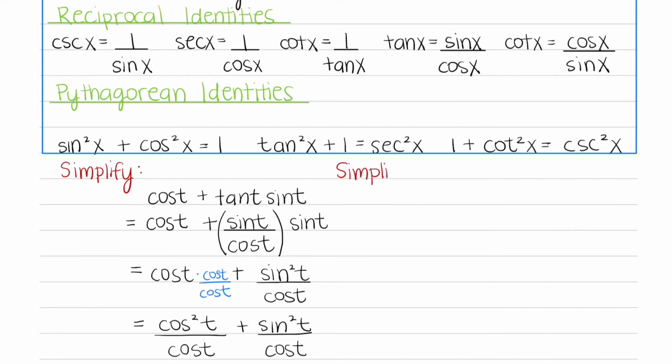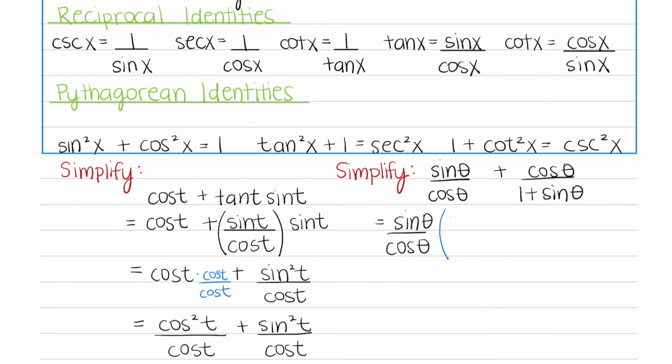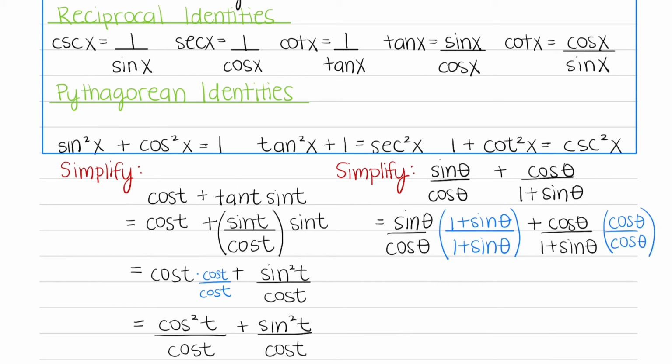So we are told to simplify sine theta over cosine theta plus cosine theta over 1 plus sine theta. Let's start by adding them through. To do that, we need to find a common denominator. Since these denominators have nothing in common, let's go ahead and multiply both sides by the top and bottom of the opposite denominator. So let's start by multiplying sine theta over cosine theta times 1 plus sine theta over 1 plus sine theta, plus cosine theta over 1 plus sine theta times cosine theta over cosine theta.